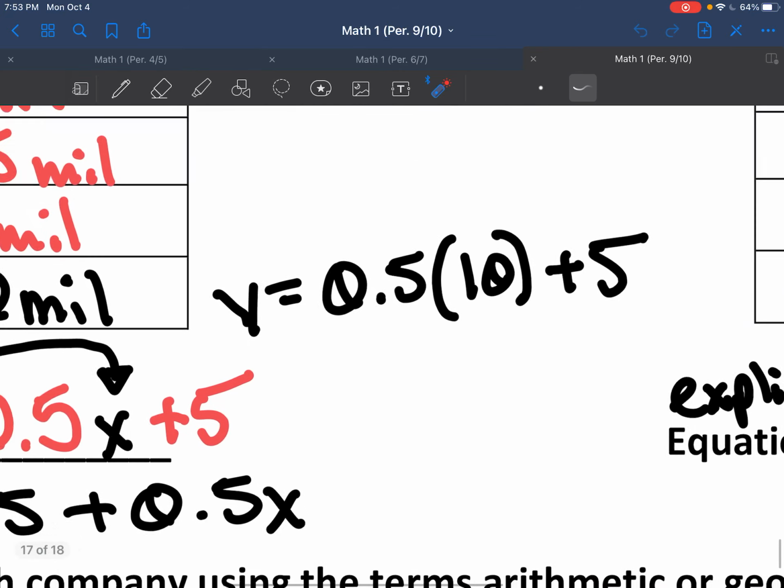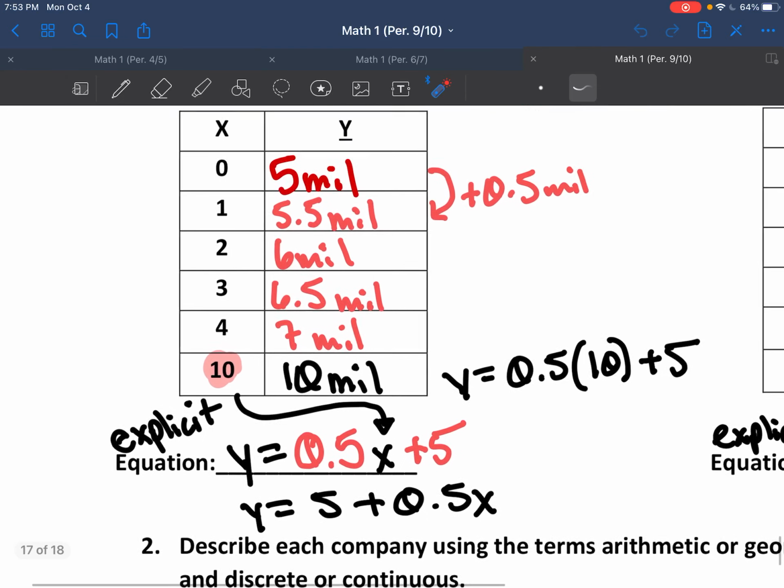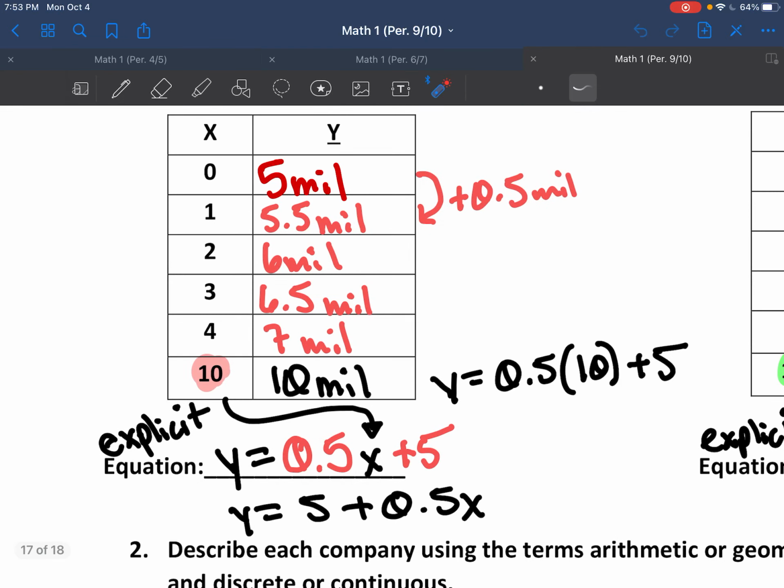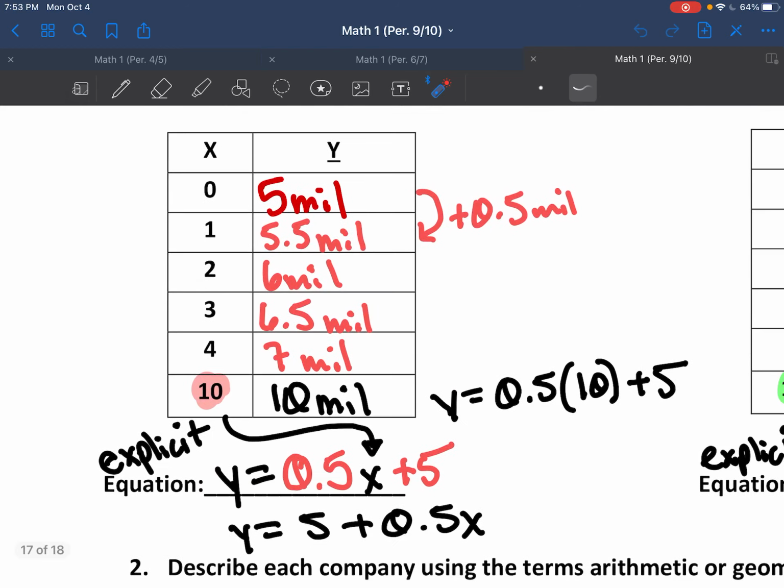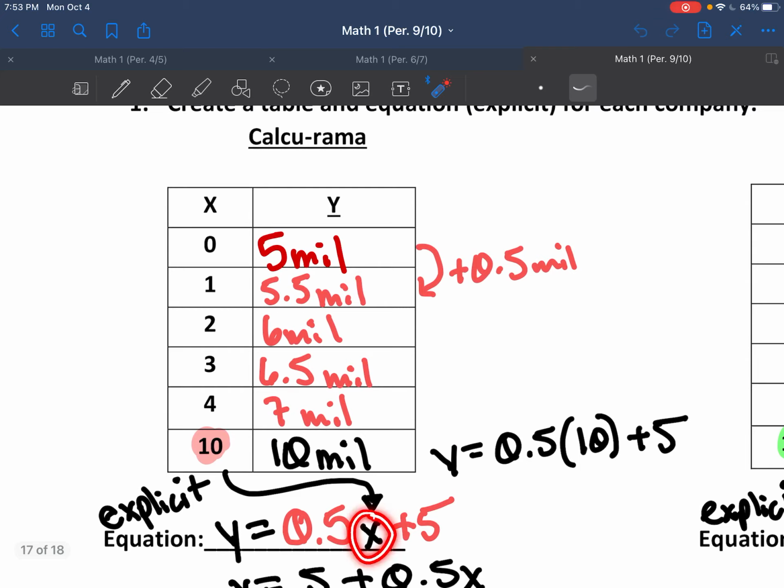Now, what we're going to do is write equations, right? We're going to write the explicit equation. This first one I have written here is what I want you to start writing by. So what we do down the table is add by 0.5 million for Calcurama. That gets the X attached to it because that is what we are doing down our table. Whatever you do down your table gets the X. And it's just an X because we started at time 0. Then we started with $5 million, so we say plus 5.